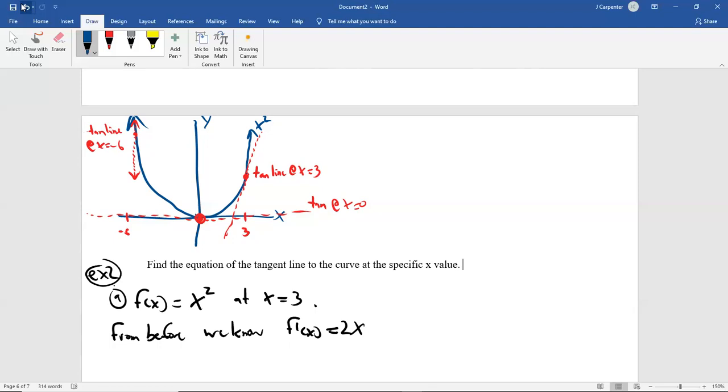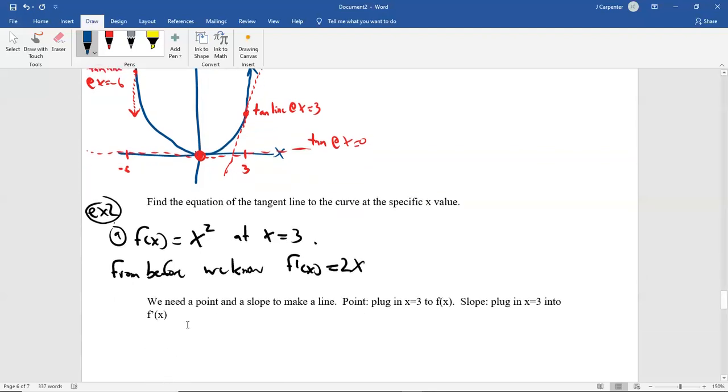Now, to find an equation of a line, you need 2 things. You need a point and you need a slope. So we need a point and a slope to make a line. The point, you just plug in x equals 3 to f of x. The slope, you plug in 3, x equals 3, into f prime of x. You're going to plug the 3 into the function to find its y value. Then you plug the 3 into the derivative to find its slope. And yes, we already know that, but it's super short, so I'll show you the work.